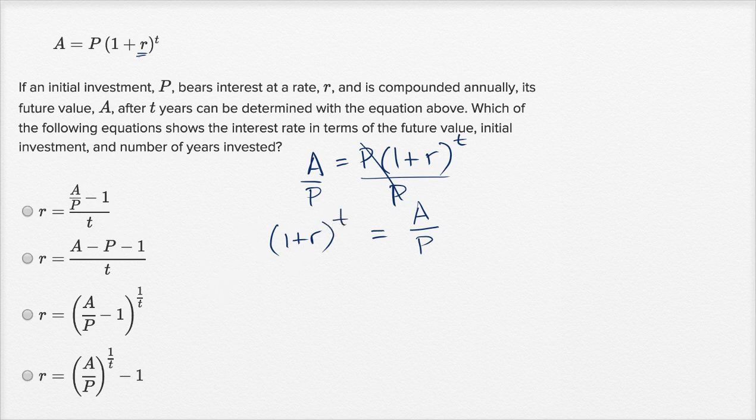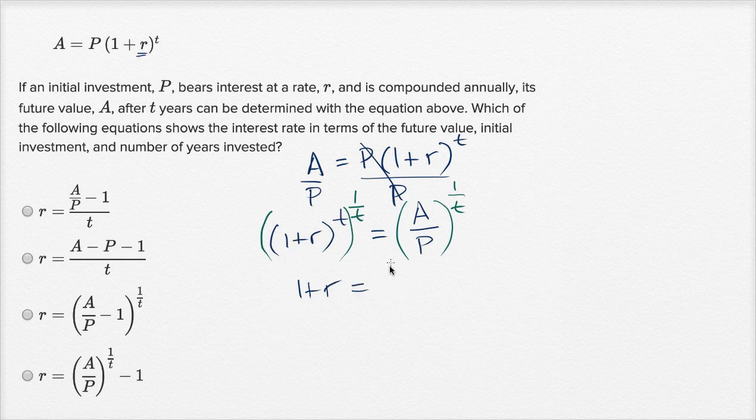Well, I could raise both sides to the 1 over t power. If I do it on the left side, I have to do it to the right side as well. So on the left-hand side, if I raise something to the t and then raise it to the 1 over t, remember, if you raise something to an exponent and then raise it to another exponent, you're raising it to the product of these two exponents. So this is equivalent to just raising 1 plus r to the first power, or this is just going to simplify to 1 plus r on the left-hand side.